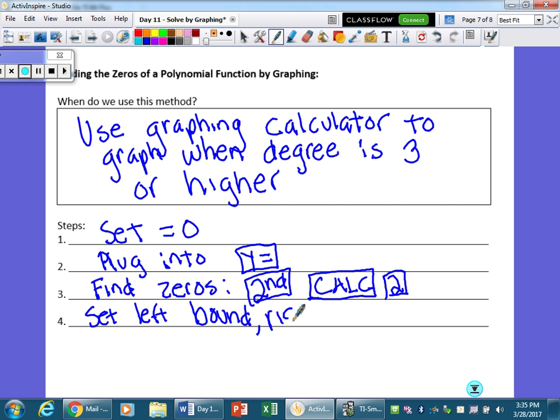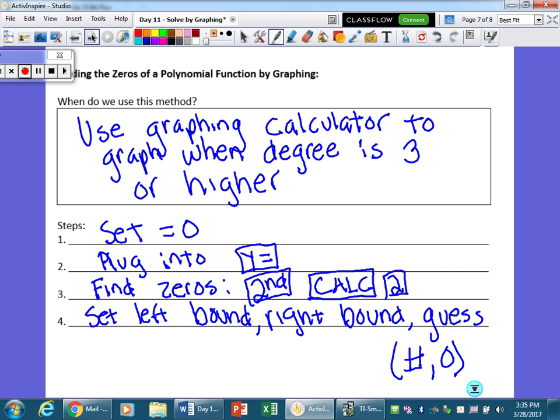Your right bound. And then your guess. And they will all have the format of a number, comma, 0. So those are your steps for this. Now these graphs are going to look a little more different. You're not as familiar with these types of graphs, so that's why we're practicing.